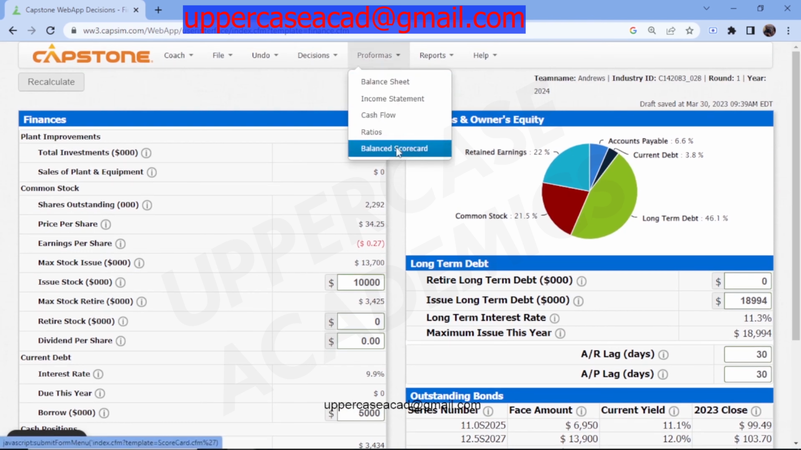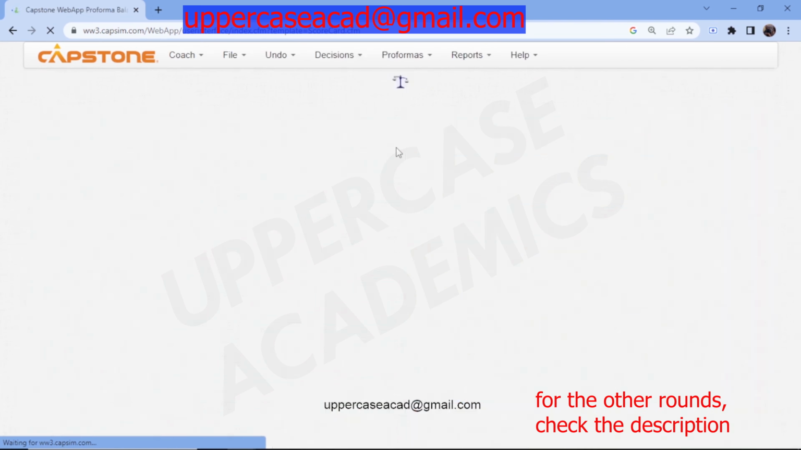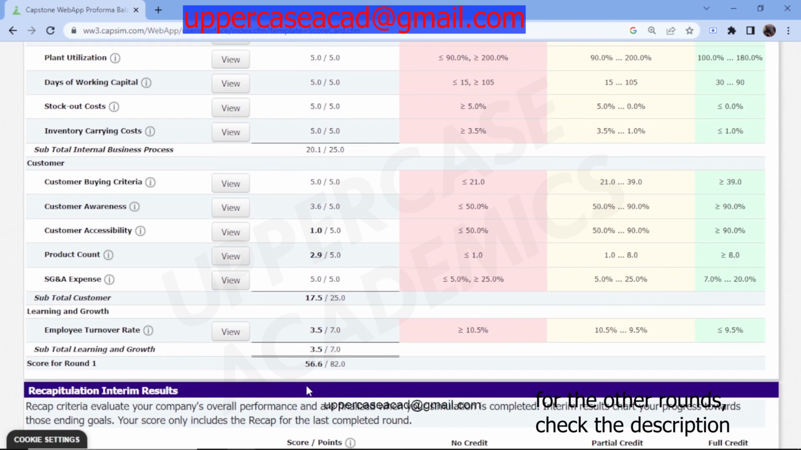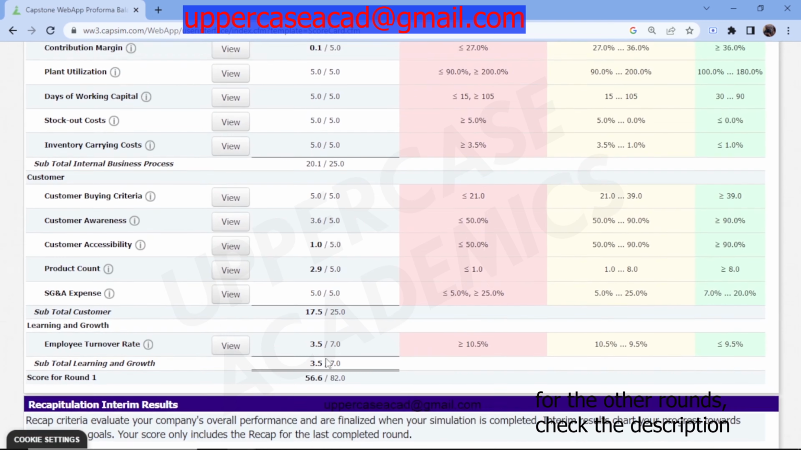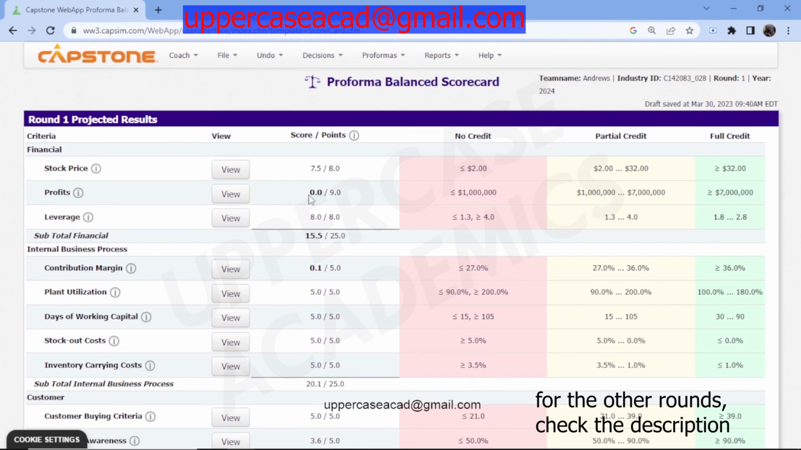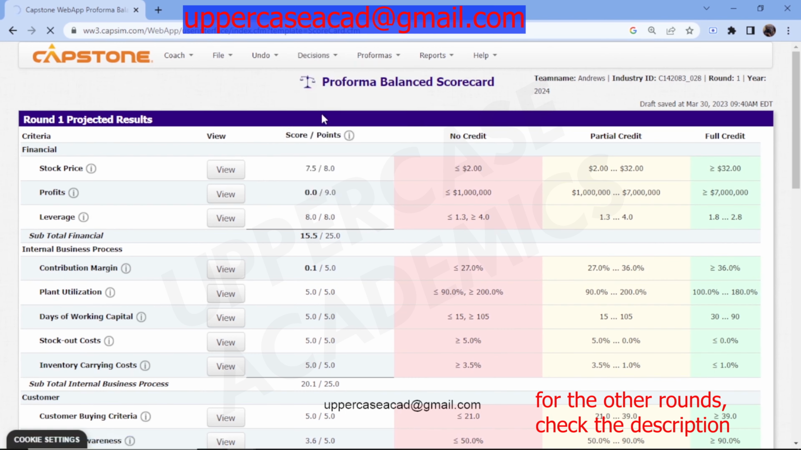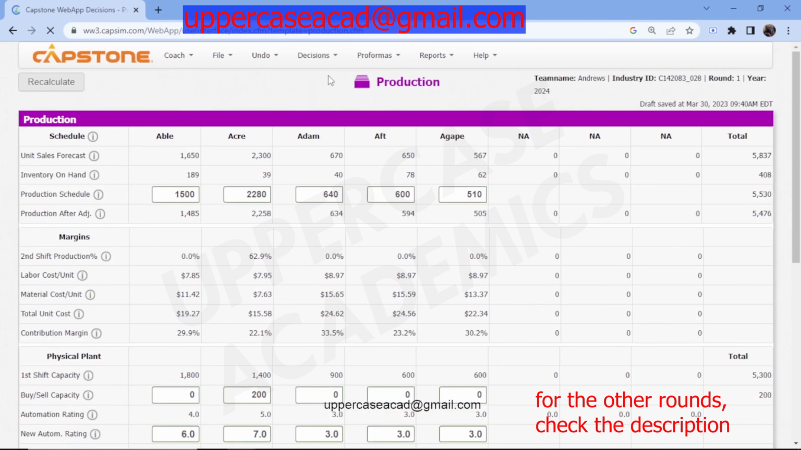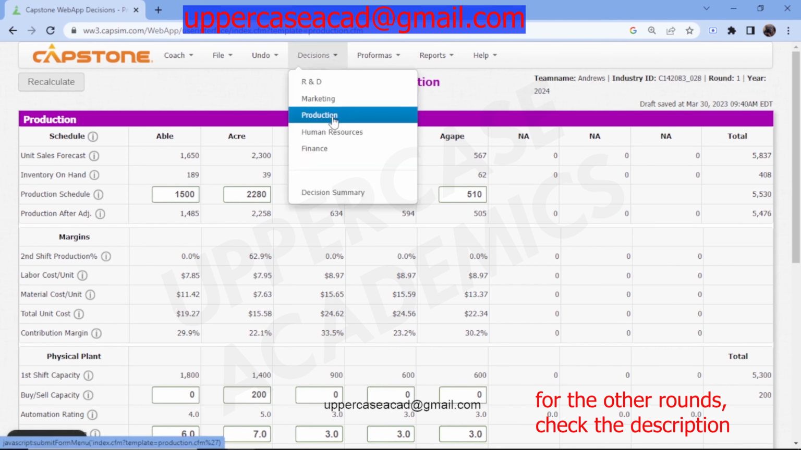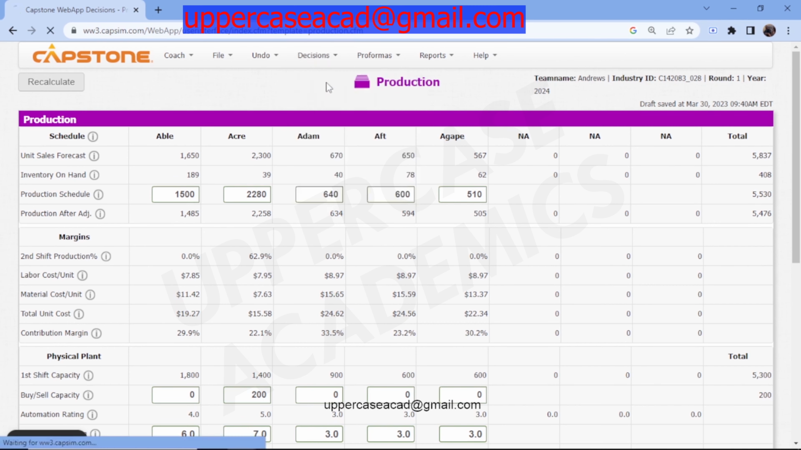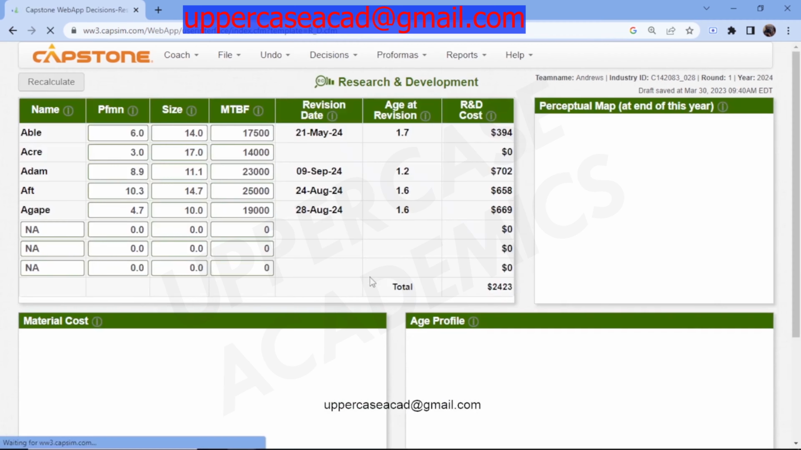So let me check my balance scorecard. My balance scorecard is 56.6. I believe that in this round I'll not be making any profit, because I'm using all my finance to increase my company, and also to buy automation and capacity, which will require funds. So they are eating up my profits. So that's my decision for round 1. Let's meet for round 2.